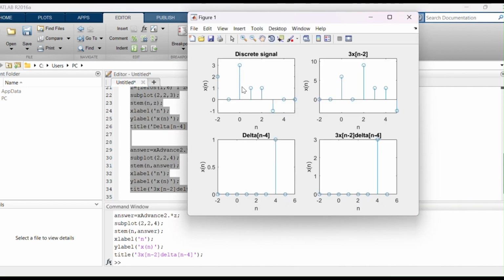And here it is, as we did. You will ask me, how is it 4 over here? Like after plotting this all, the answer will be 4 at the end? Yes. I will tell you why.